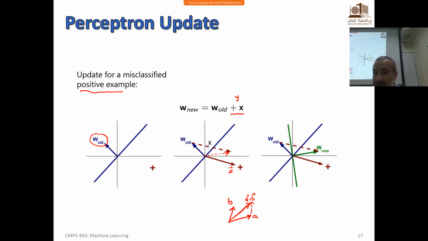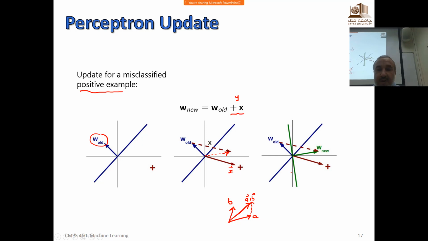Okay, so that's W old. When we added X, this is W new now. Of course, we changed the weight vector, right? So the decision boundary will change also. So now the green one is the new decision boundary.